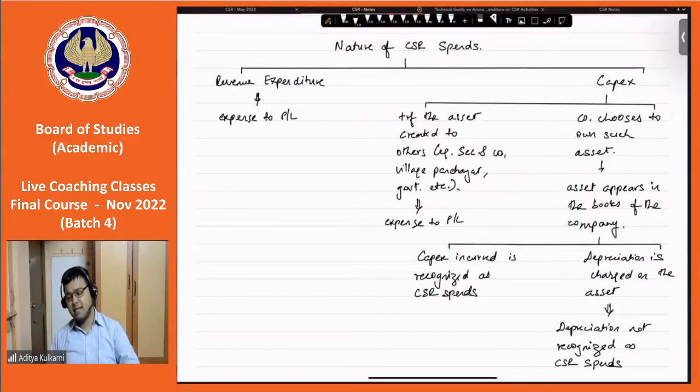So your capex is initially booked as CSR. Depreciation will not be recognized as CSR expense. Fair enough? Did you follow this? Any doubts, guys?